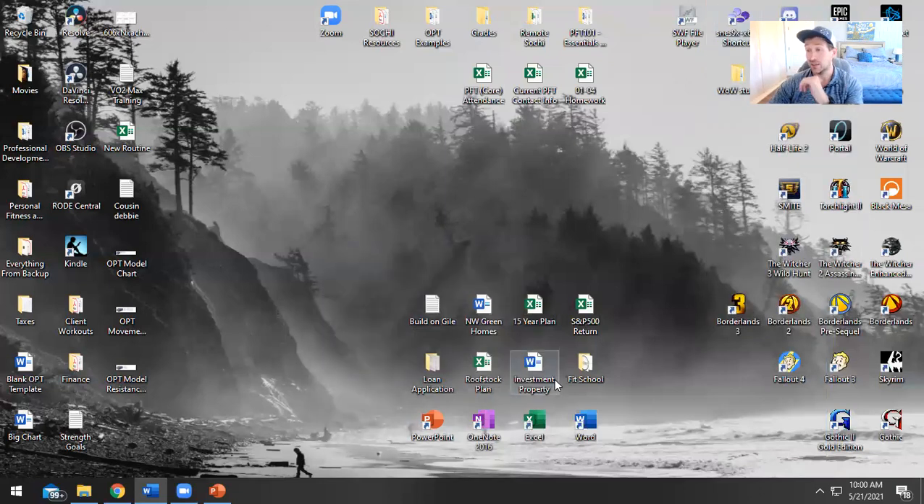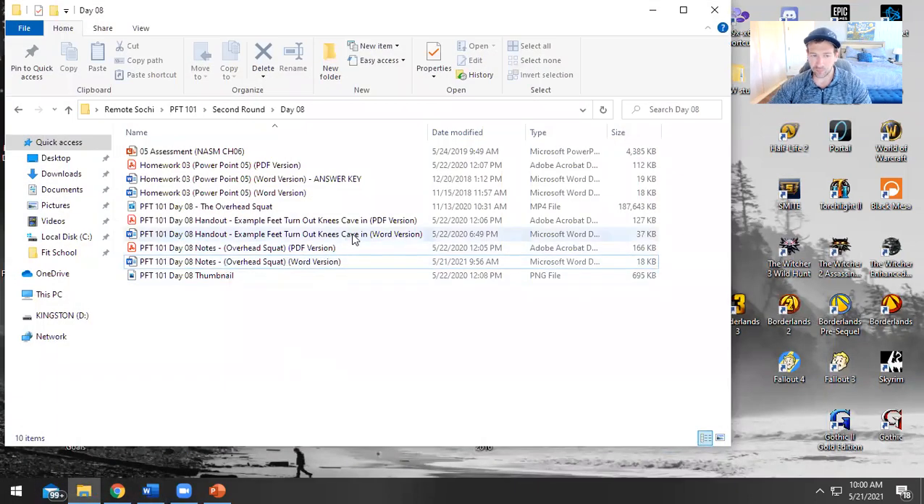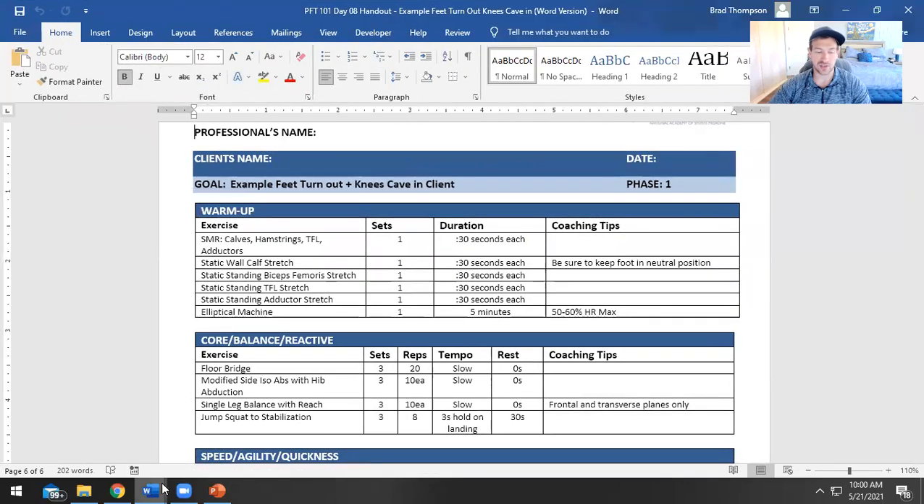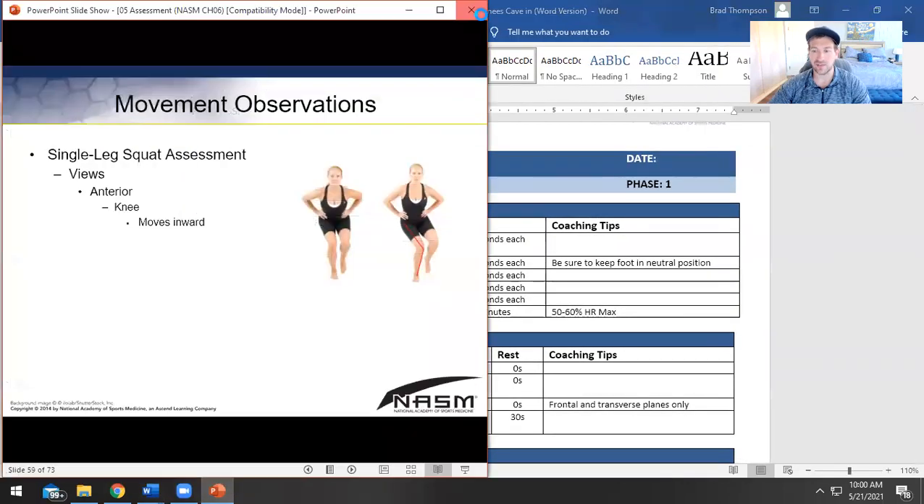But here's the thing. This is what's gonna help with that. We're gonna look at it from a very, very different perspective now. Let's write a program for a client whose knees are caving in, right? So let's say we've got a client whose knees are caving in. So we go back to that knee cave in action.